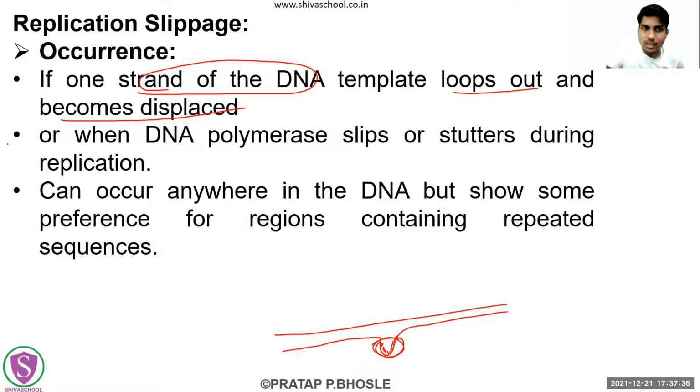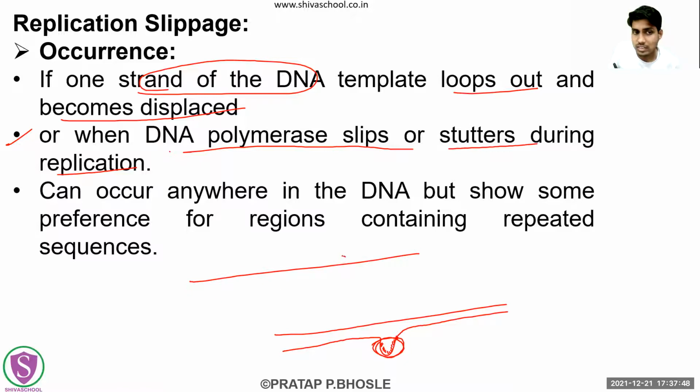So when the DNA polymerase slips or stutters during replication, at that time also replication slippage occurs. Suppose this is the DNA polymerase, and it is performing the replication, but part of this DNA may have slipped. This DNA polymerase might have slipped from this location to this location entirely.